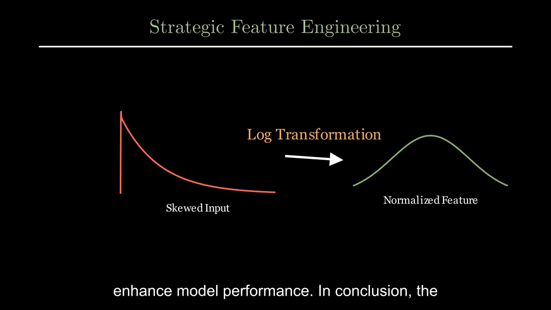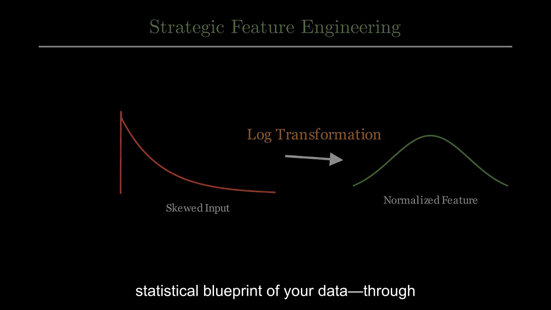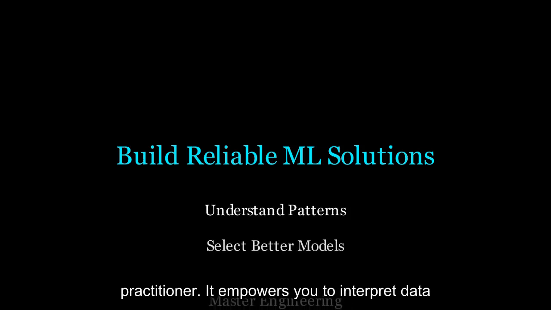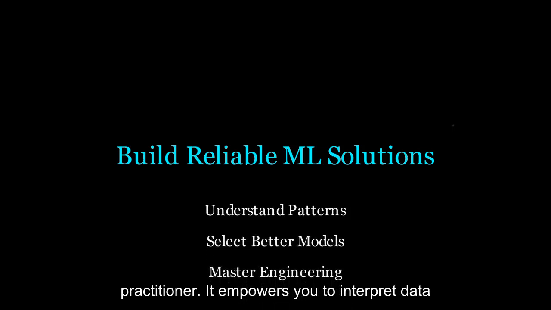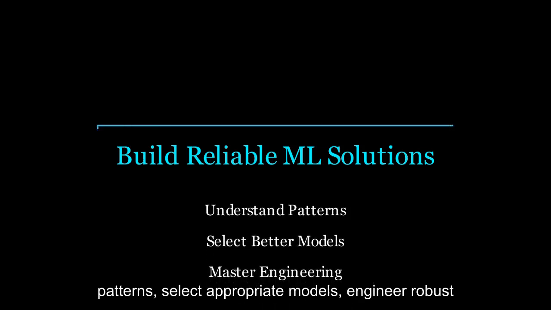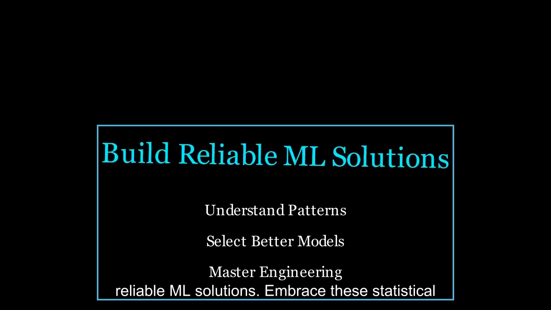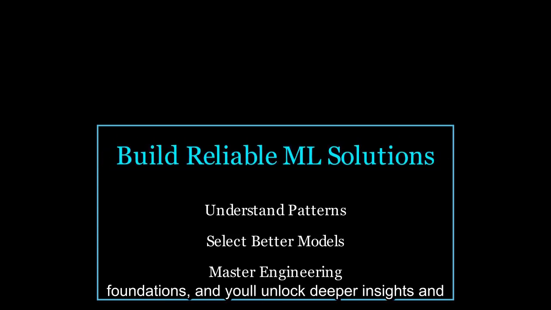In conclusion, the statistical blueprint of your data, through descriptive statistics and probability distributions, is not just theoretical knowledge, it's a practical toolkit for every machine learning practitioner. It empowers you to interpret data patterns, select appropriate models, engineer robust features, and ultimately build more effective and reliable ML solutions. Embrace these statistical foundations, and you'll unlock deeper insights and more powerful predictive capabilities in your machine learning journey.